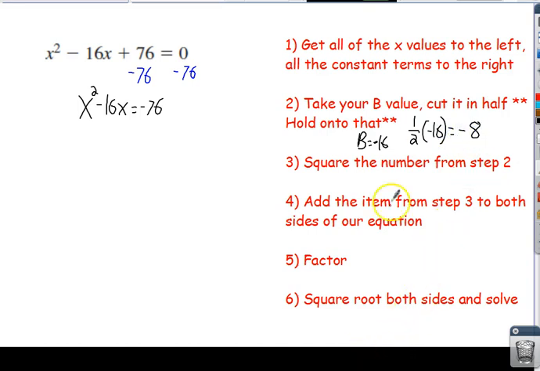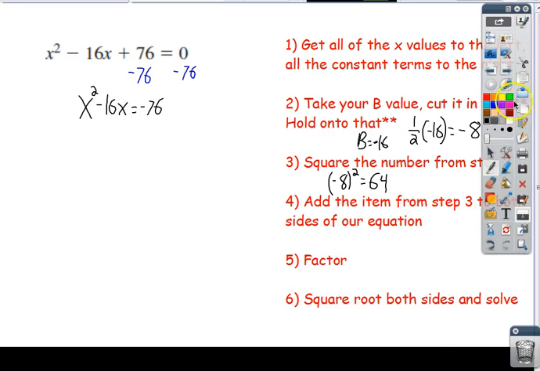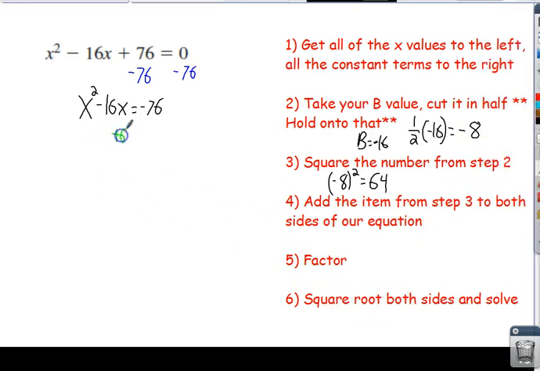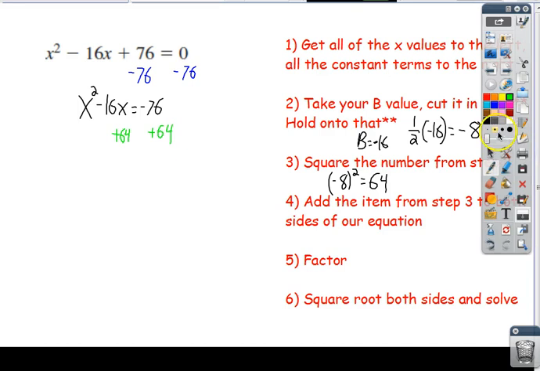Alright, once I do that, I square that number. And what is negative 8, that quantity squared? 64. For the record, folks, the number you get here at all times should be positive. Positive, positive, positive. Then you add the number from step 3 to both sides of our equation. So we go back to our problem, and we are going to add 64 to both sides of my equation.